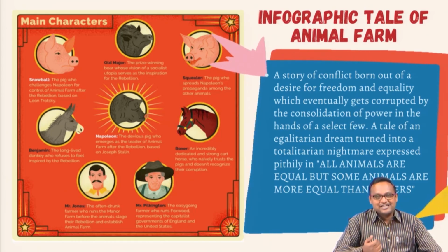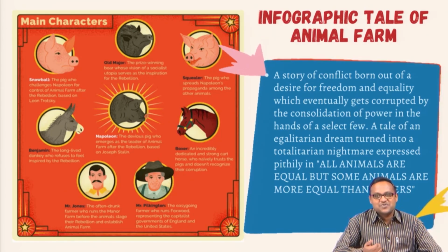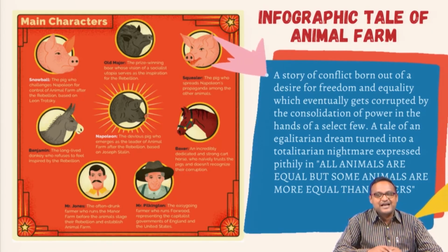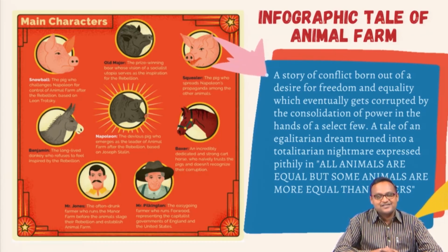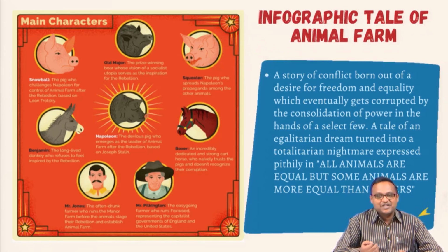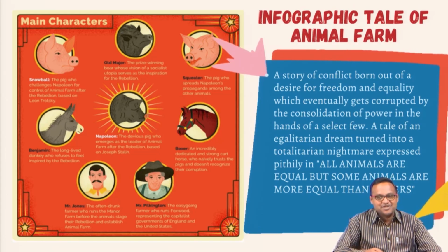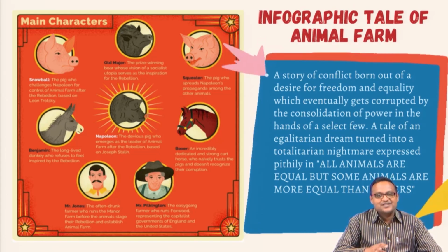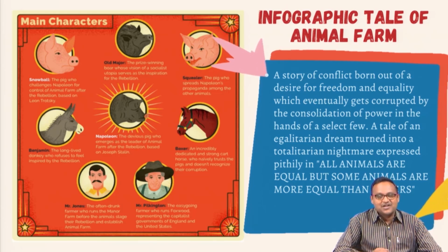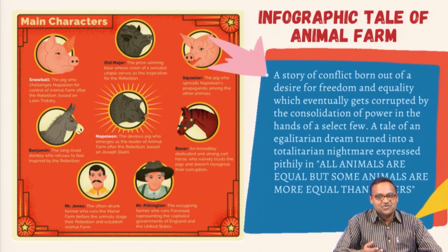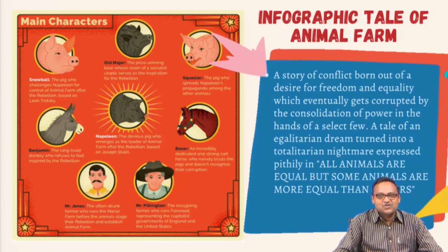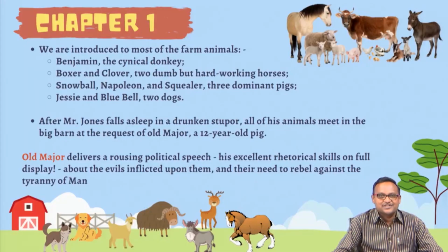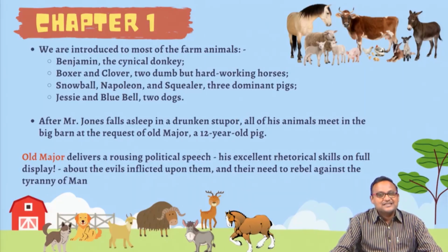And that particular philosophy is well expressed in the final statement: all animals are equal, but some animals are more equal than others. This particular line alone is sufficient to establish the worth of the writer George Orwell in the canon of great literature. Okay. Now let us take a closer look at the novel and see what happens here, maybe a chapter-wise analysis, especially for those of you who have not read it.